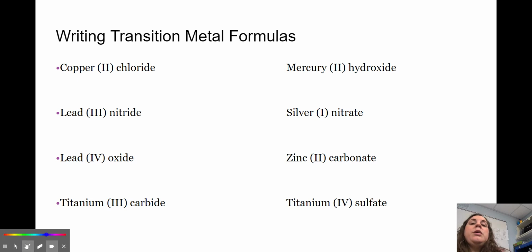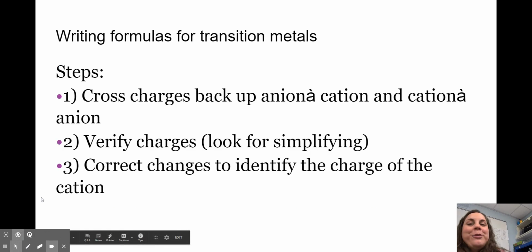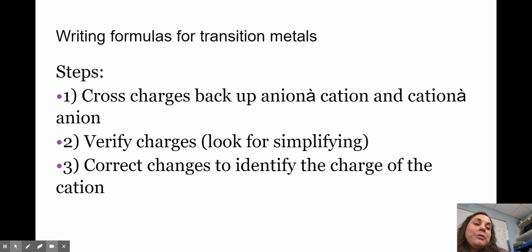Moving on, we have writing the names from the transition metal formulas, same page. So we cross the charges back up. They go opposite ways, from the anion to the cation and from the cation to the anion. We verify the charges, looking for if things were simplified or not. Correct changes and identify the charge of the cation.